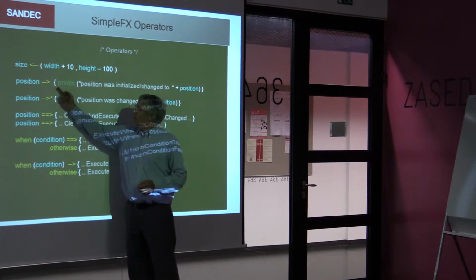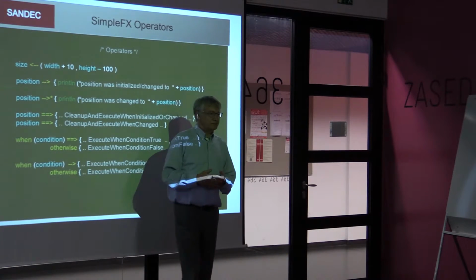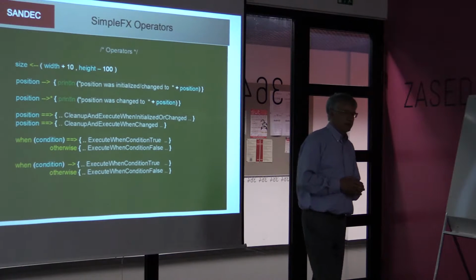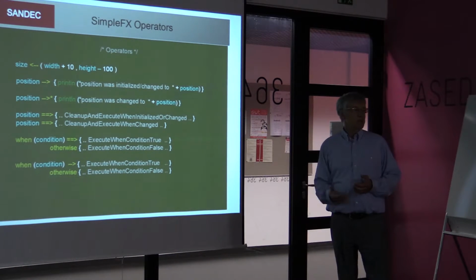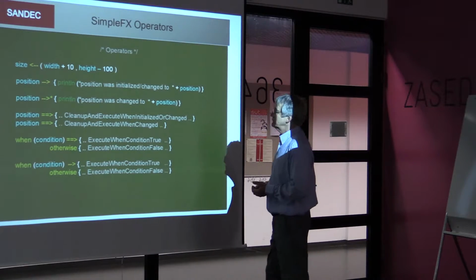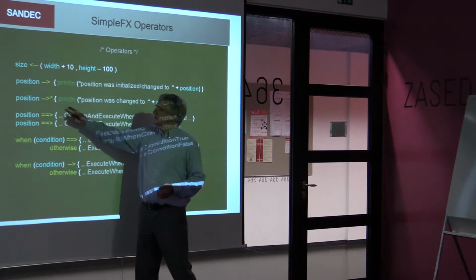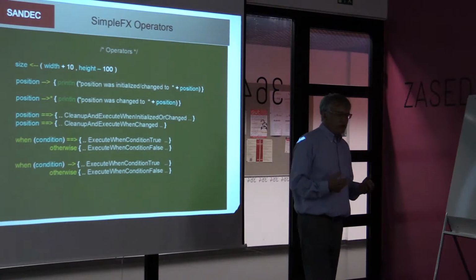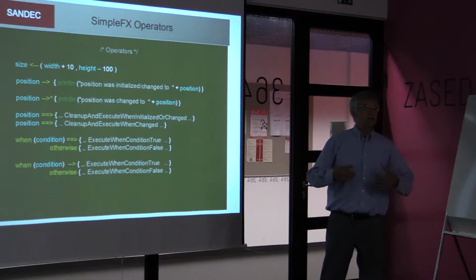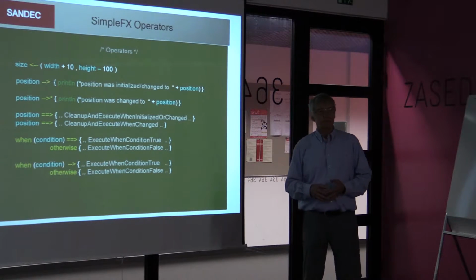Then we have something which we call a trigger operator. This one is basically saying if the position is changing, then execute the expression on the right side. And if you add a star to it, then it executes it only if the property is changing, but not as you initialize the binding.